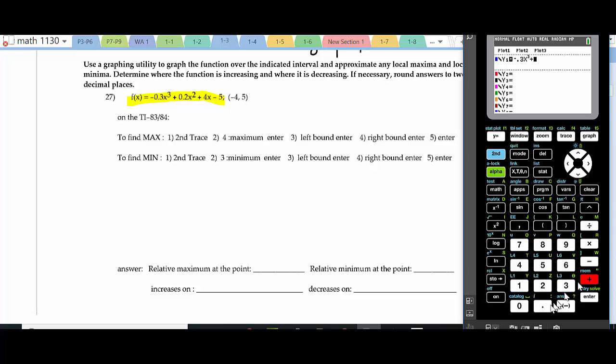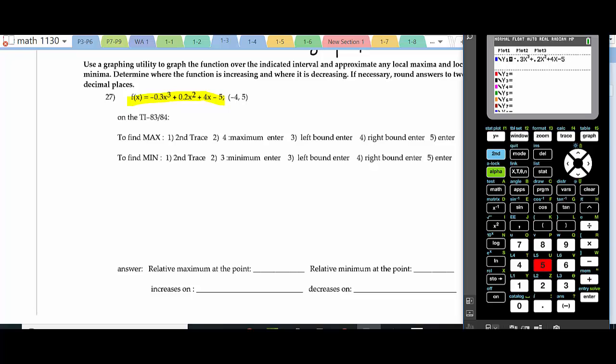Then you would put in plus 0.2 x to the second. You have an x to the second key that'll do that automatically. And then plus 4x. And then minus 5 like that. Okay? So if you haven't used a calculator in a long time, be careful about how you get those exponents in. Just put it in like that.